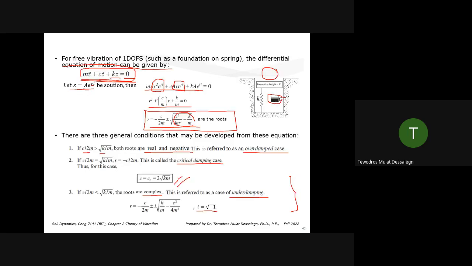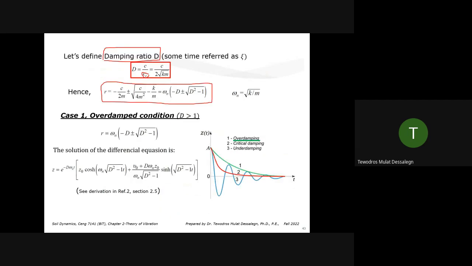And now, if you see it, R was in terms of mass, K, and M. Now we explained it in terms of D, which is the damping ratio. Let's see case 1. Case 1 is the overdamped condition. That's when D is greater than 1.